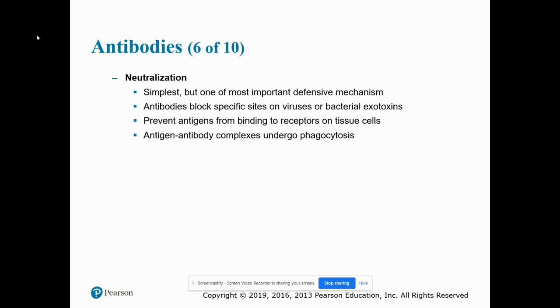Neutralization is the simplest, but actually one of the most important defensive mechanisms. The antibodies block specific sites on the viruses or bacterial exotoxins. And what this is going to do is it's actually going to prevent antigens from binding to receptors on tissue cells. At that point, those antigen-antibody complexes will undergo phagocytosis.